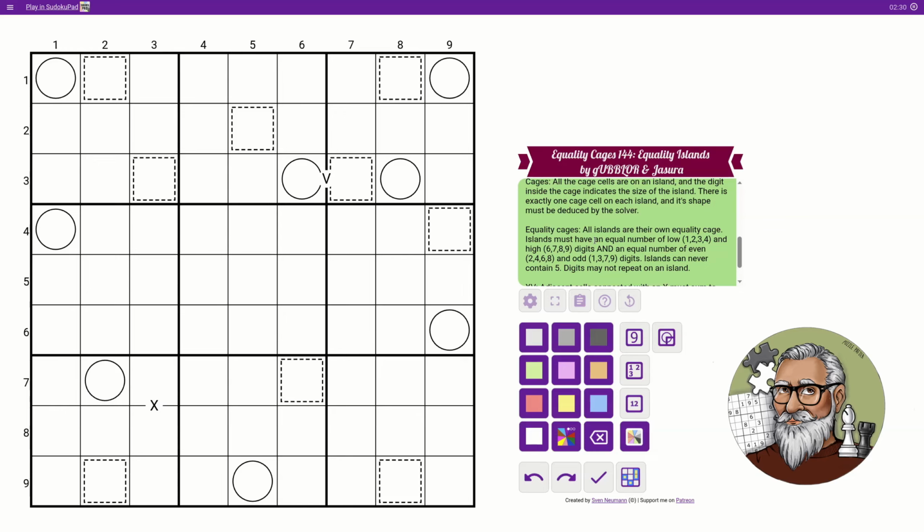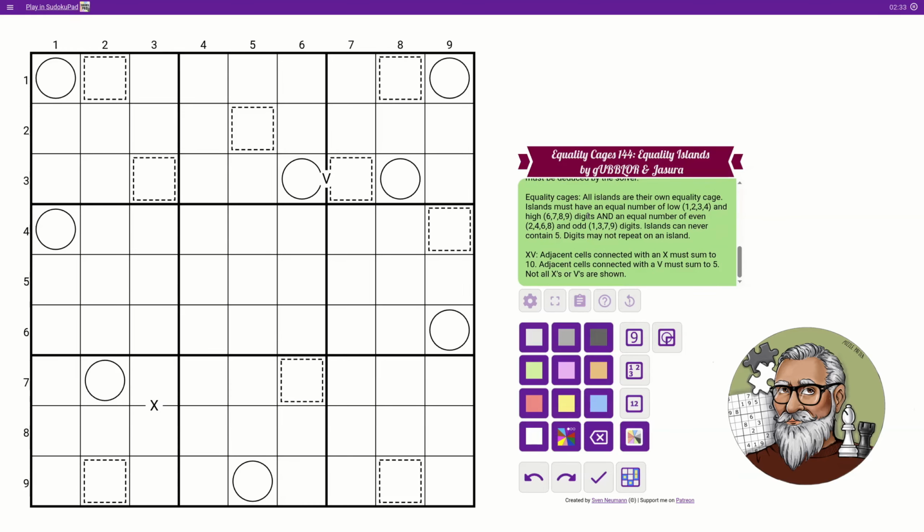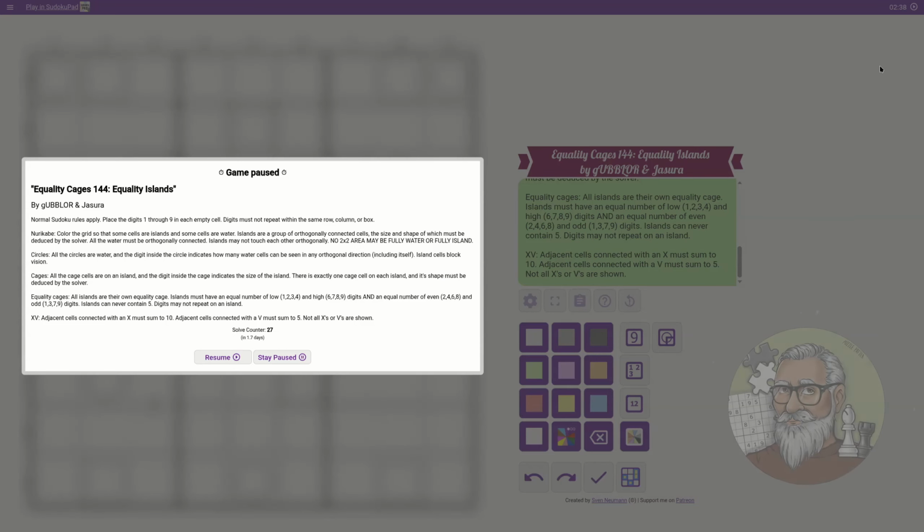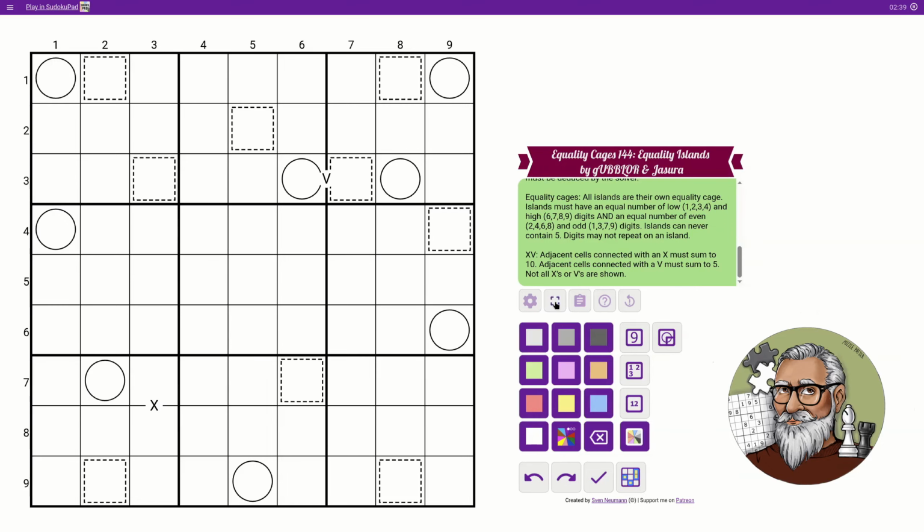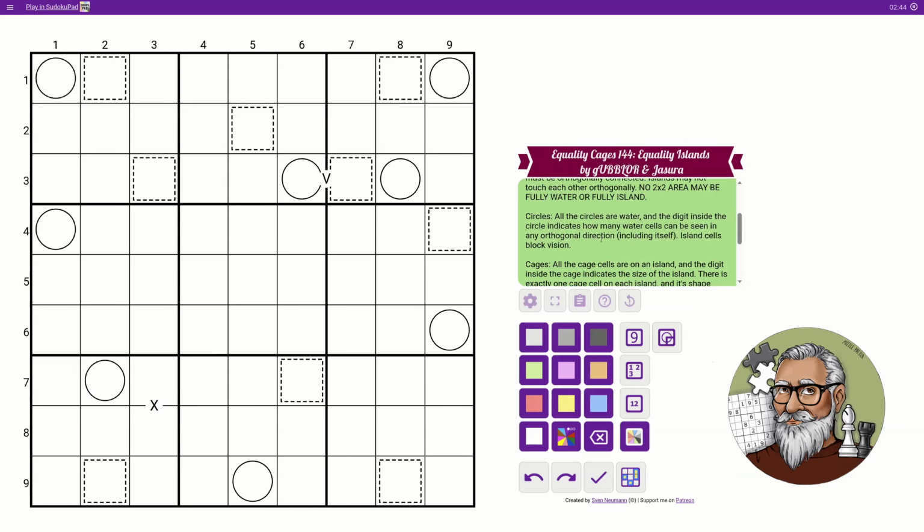Okay. Maybe I should pause, go double check it, because otherwise, yeah, I'm gonna do that. All right. So no, I was wrong. Where is it? Islands are a group of orthogonally connected cells. All the water must be orthogonally connected. Islands may not touch each other orthogonally. It means the separate islands that have these squares, or cages in this particular case.